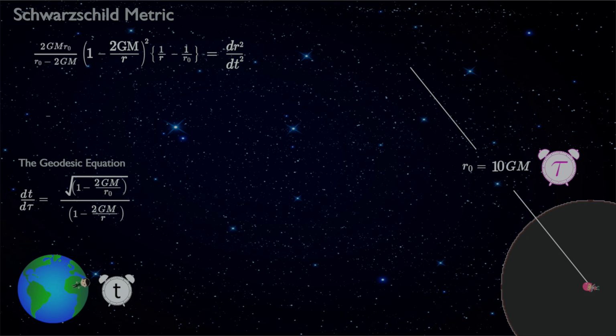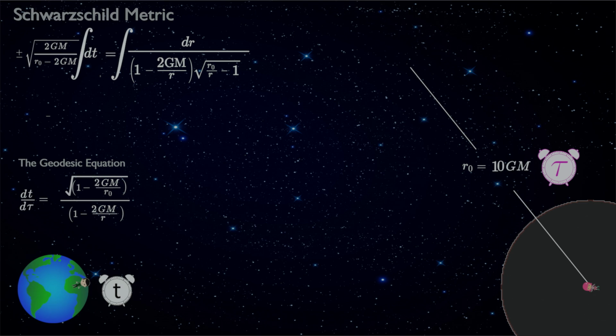And now let's bring the dt squared over to one side, and all the terms involving r to the other side. Okay, let's manipulate what's inside the curly brackets a little bit. Now let's take the square root of both sides. The integral on the left is trivial, whereas the integral on the right is trickier.